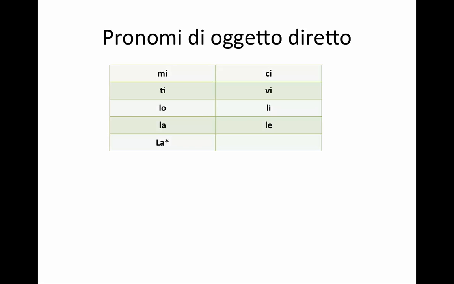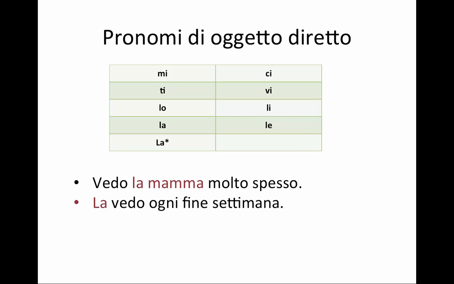Direct object pronouns in Italian are these: mi, ti, lo, la. La, as you already can tell, is a formal form. If I'm addressing somebody formally and I want to say, I saw you yesterday, I will use la. Lo and la are him and her, but also it, masculine it or feminine it. And in plural, it is ci, vi, li, le. Vedo la mamma molto spesso. To replace that, la vedo ogni fine settimana.